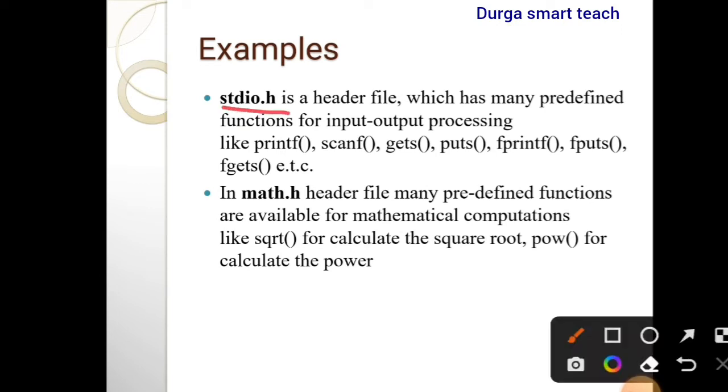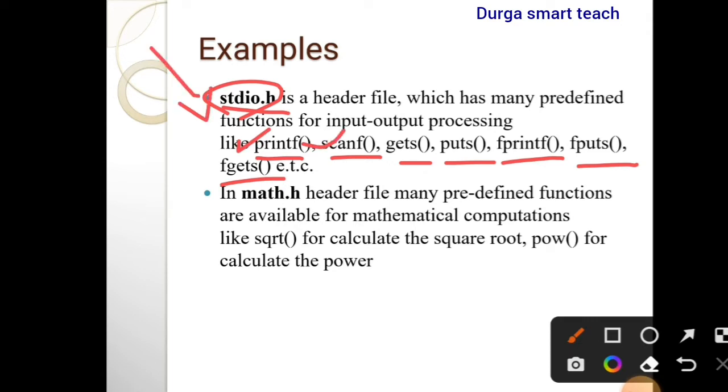We all know stdio.h means standard input output header file. This is a header file which contains some inbuilt, predefined functions: printf, scanf, gets, puts, fprintf, fputs, fgets. These are all predefined functions under stdio.h. Whenever you are using printf or scanf, you need to include the stdio.h header file in your program: #include <stdio.h>.